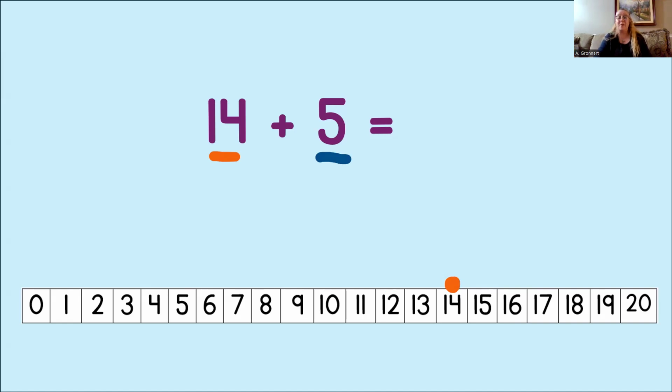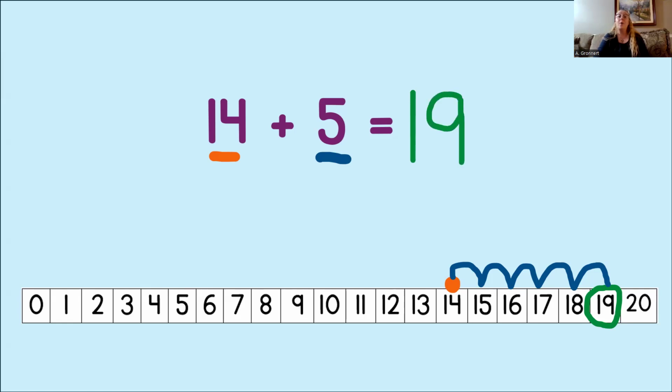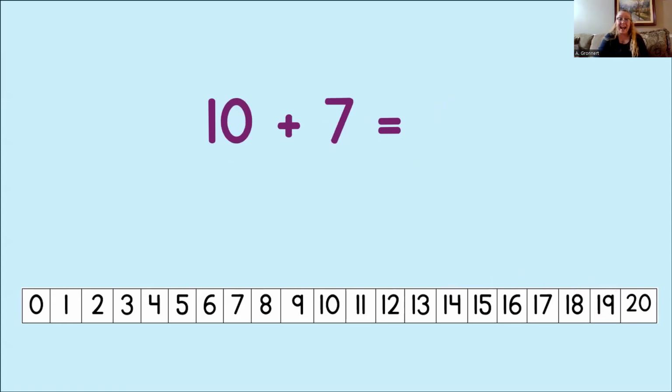Let's do that now. 1, 2, 3, 4, 5. Where did we land? We landed on the number 19. Great job. Let's write that into the equation. 19. And now we know 14 plus 5 equals 19. Oh, you are doing a great job counting on to add.